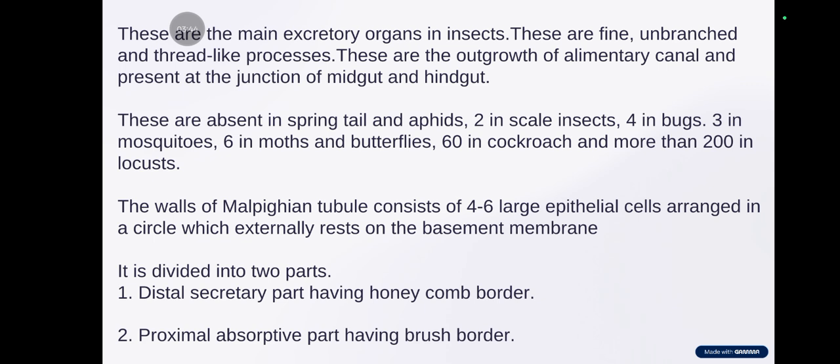The walls of Malpighian tubules consist of 4 to 6 large epithelial cells arranged in a circle which externally rest on the basement membrane. It divides into 2 parts. The distal secretory part having honeycomb border, and the second part is proximal absorptive part having brush border.